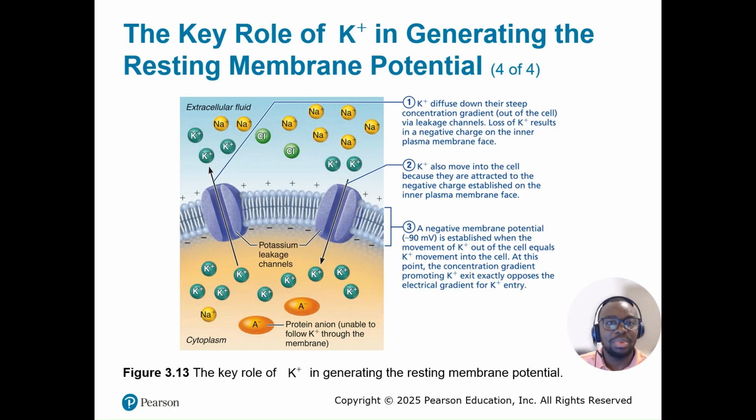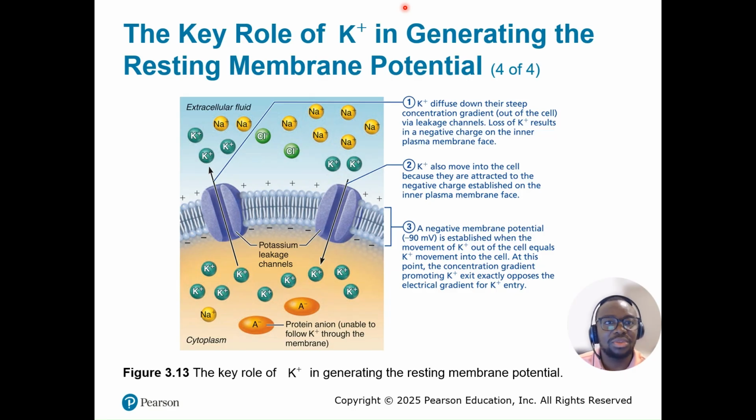The cell cytoplasm contains more potassium ions than the extracellular fluid. The cytoplasm also contains protein anions that are unable to follow potassium through the plasma membrane. As you can see from this diagram, the inner face of the plasma membrane has a negative charge, while the outer face of the plasma membrane has a positive charge.